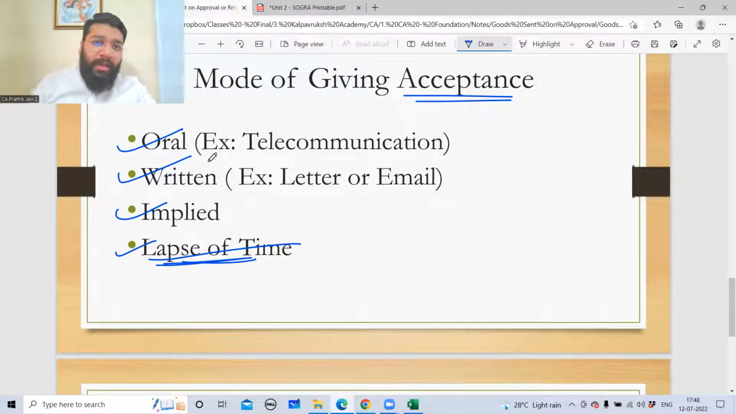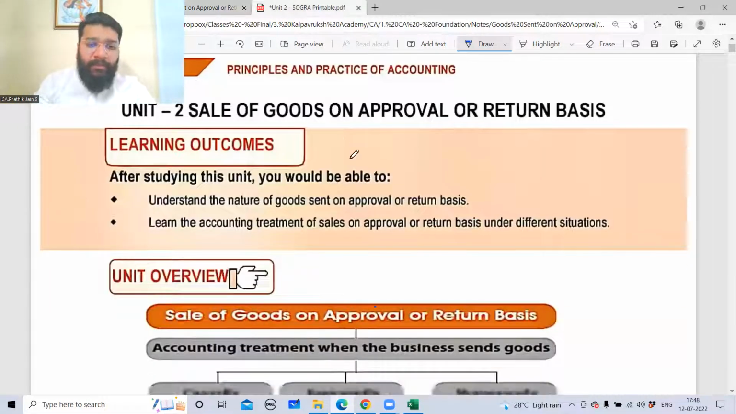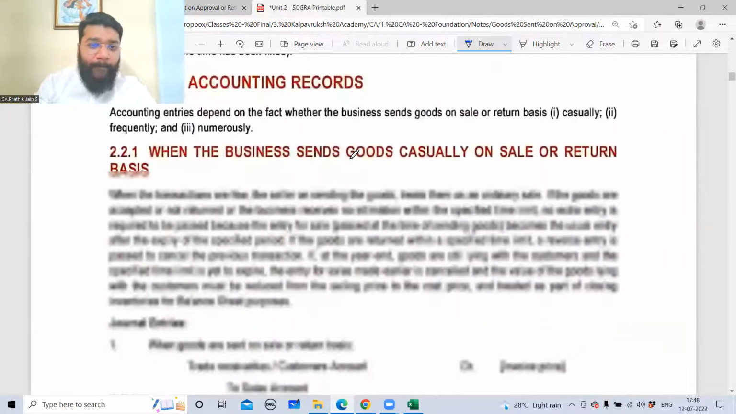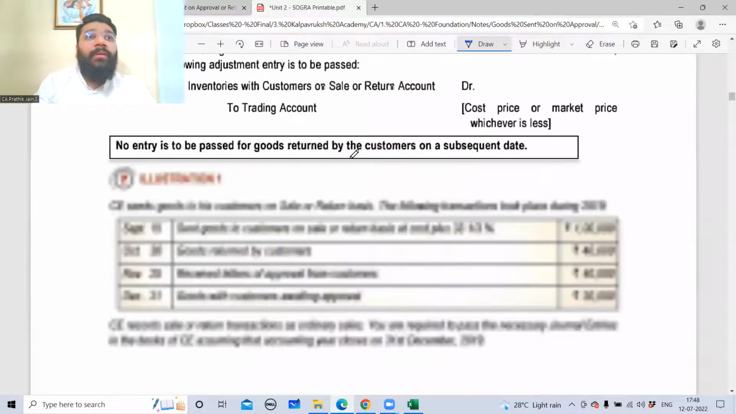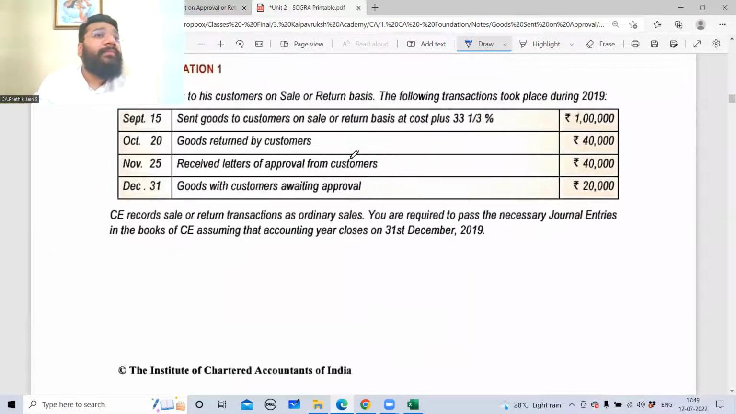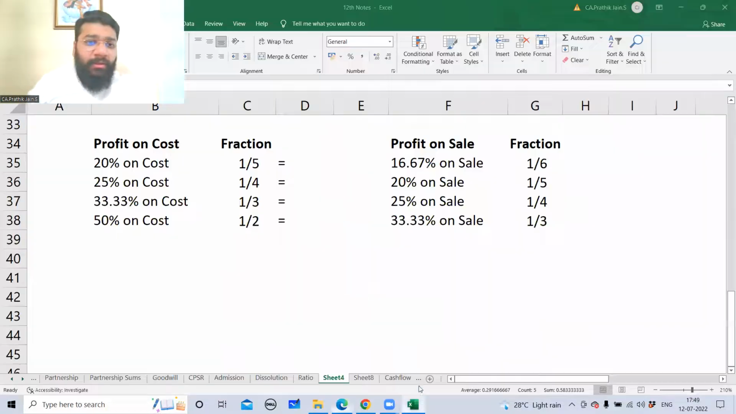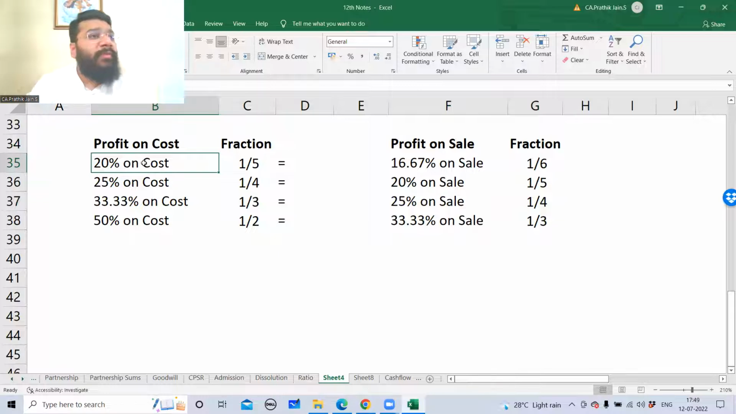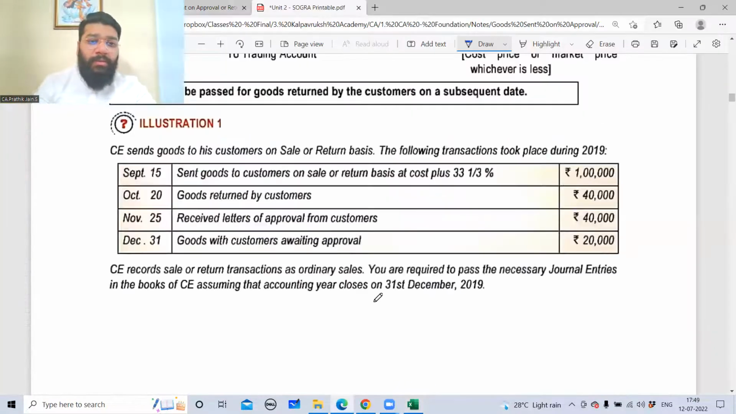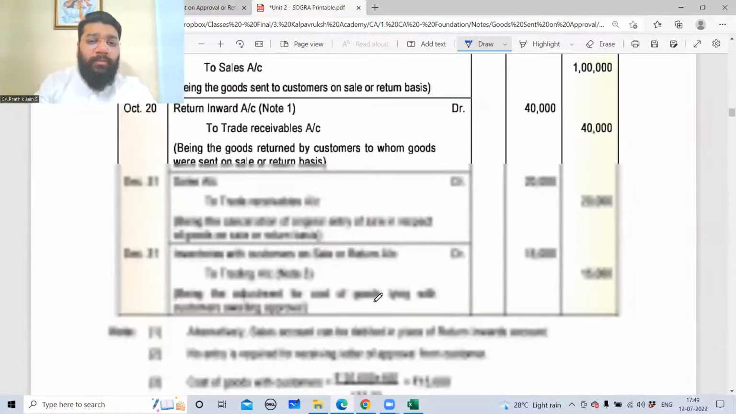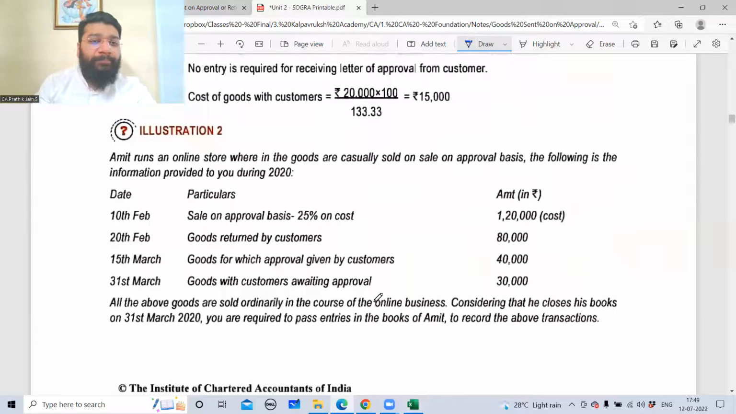Okay. So now, guys, let's come back to your study material. Profit on cost, profit on sale. All of you clear with this? We have discussed this also in the last class. We did a recap of that, and we discussed this in detail in the consignment chapter as well. Illustration 1 we completed. So we have to head towards illustration 2 today.